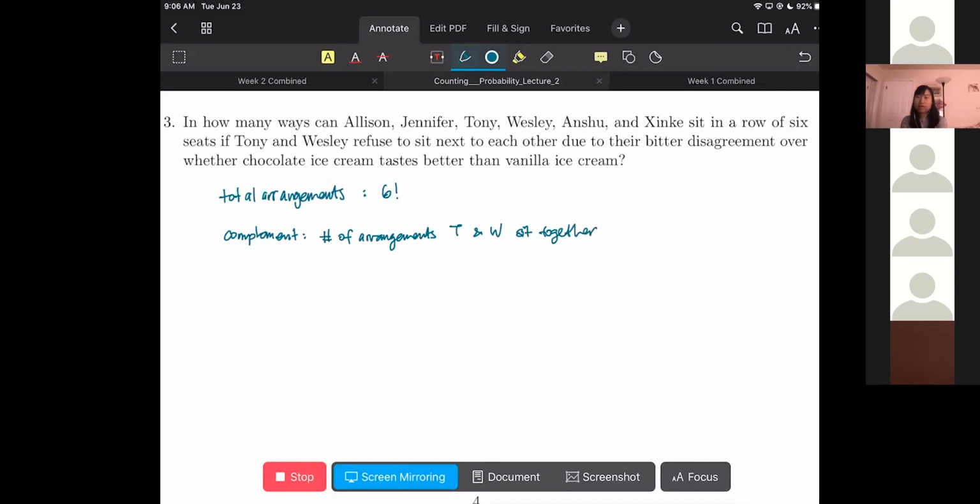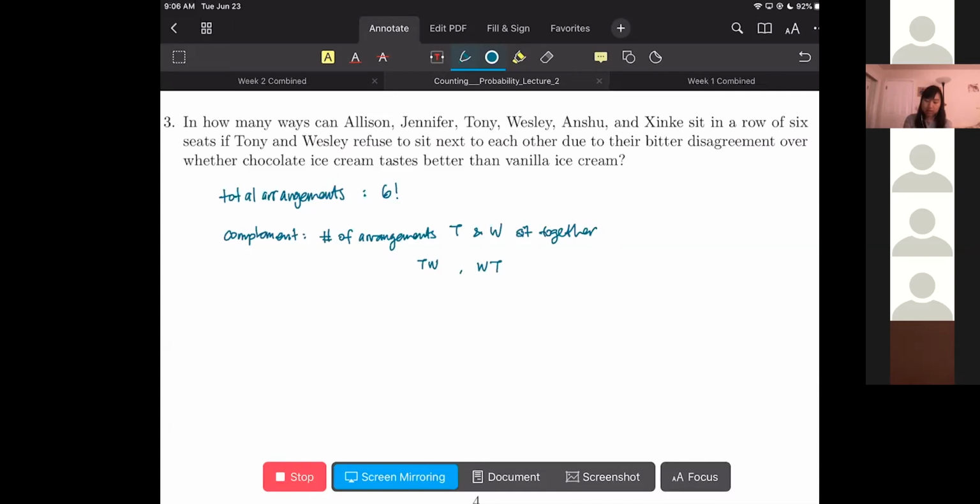And how do we count that? Well, we could try and draw out the seats, and then based on how the seats are done, it could be Tony being in seat 1, Wesley being in seat 2, or Wesley being in seat 1, Tony being in seat 2. And then we just go on and on until we've mapped out the different ways in which they can sit together and subtract that from the total.